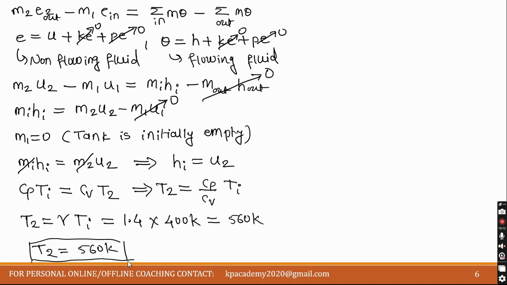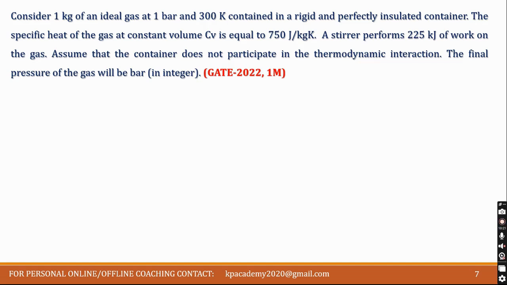It's very simple. Applying the first law of thermodynamics to the tank, we get the value of the final temperature inside the tank, right? Next question. This is again from the 2022 GATE exam, and it is again for 1 mark.